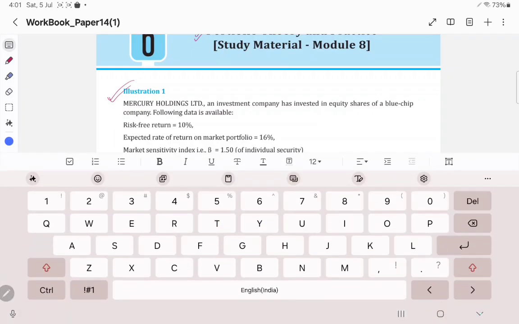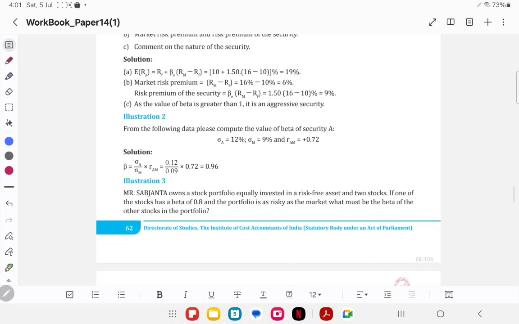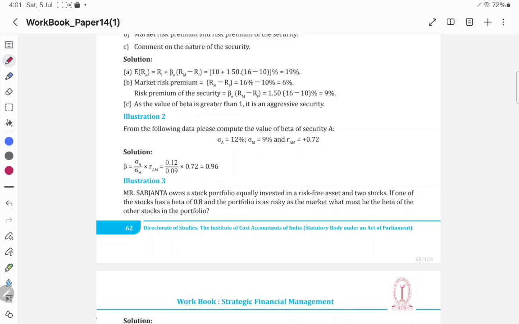Proceeding with illustration 2. The second question is also an easier one. Only the formula is to be applied and the question will be solved. So the question is: from the following data, please compute the value of beta of security. Here you have to compute the beta of security.